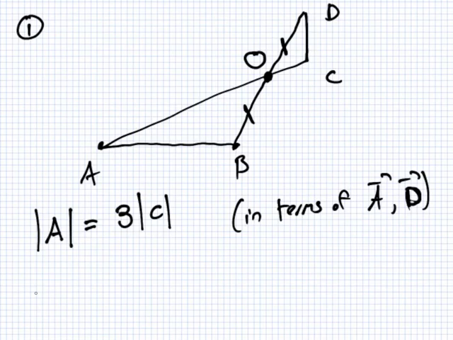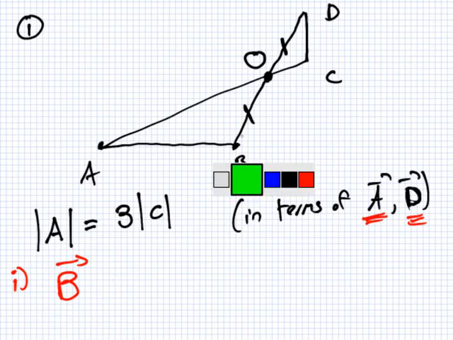Alright, so part 1 here. I want to do one together first and then we can try. The first one is I want vector B in terms of A and in terms of D. So first we have to find B on our picture. B is actually what vector? OB. So here is vector B, from O to B.